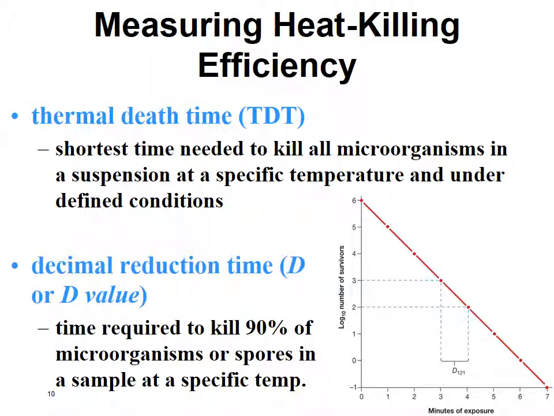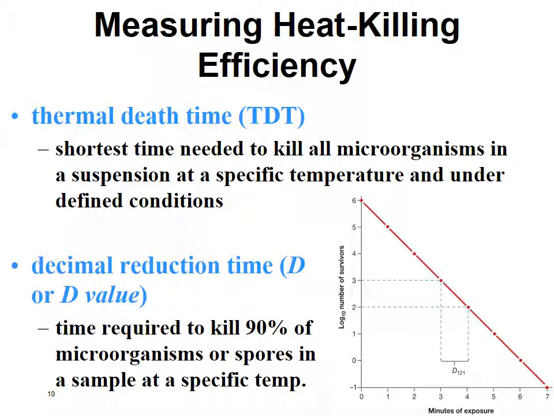So we've seen that heat is very useful in controlling microorganisms. So it's essential to have a precise measure of heat killing efficiency. Initially, effectiveness was expressed in terms of the thermal death point, TDP, which is the lowest temperature at which a microbial suspension is killed in 10 minutes. But because this measure implies that a certain temperature is immediately lethal, despite the conditions, thermal death time, or TDT, is now more commonly used.